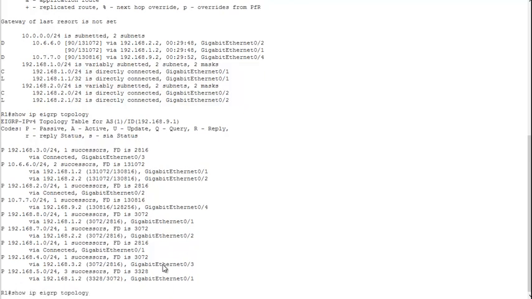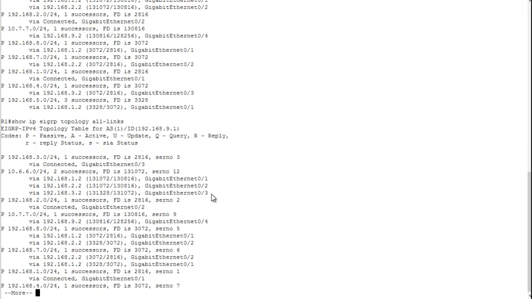Let's do an up arrow, and if we go ahead and do an all links, it's going to show us all the links inherently in the topology table. Now we actually do see that route. And in fact, what we said is true. It doesn't meet the feasibility condition. Its reported distance is 131,072. It's not less than the feasible distance, which is 131,072.